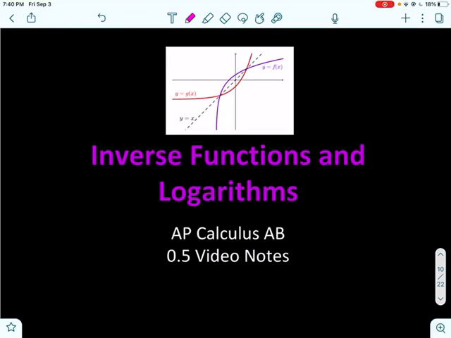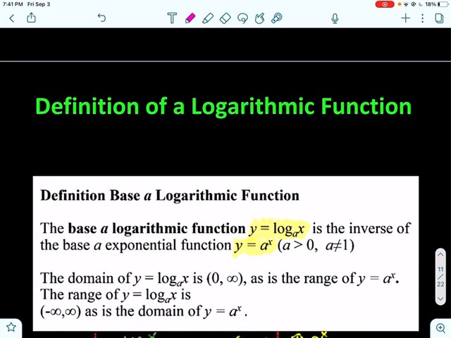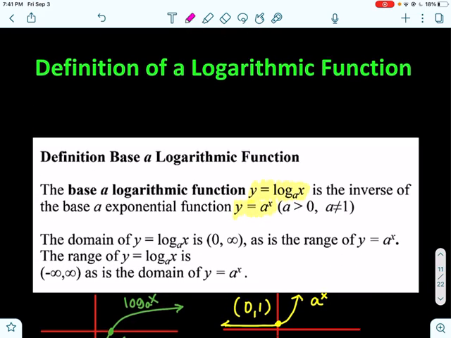Okay, we're back with part 2 of inverse functions and logarithms, section 0.5 in AP Calculus. And the first thing we're going to look at is the definition of the logarithmic function. What we're going to do is look at exponential functions and logarithms, but logarithms are a little more new to you guys.